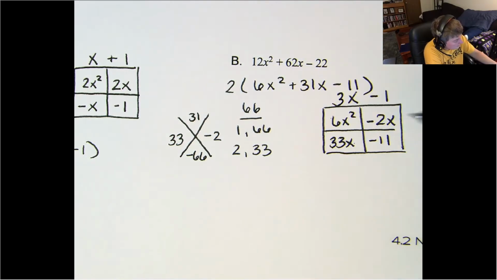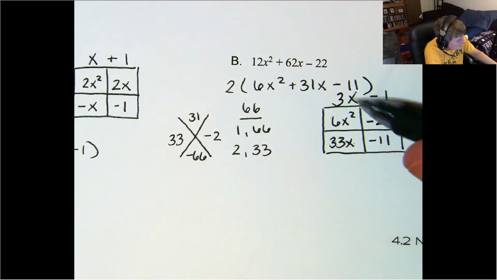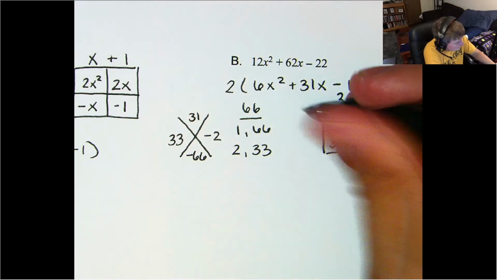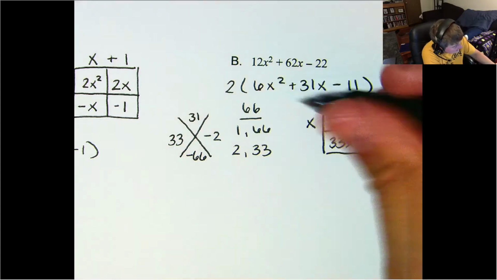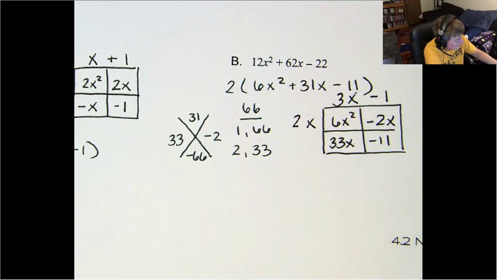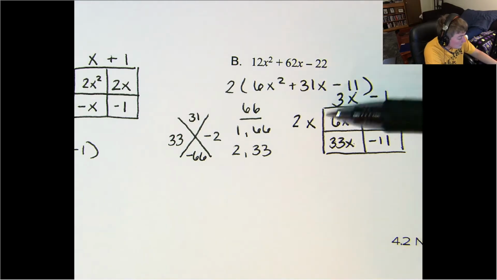Okay, now we can go horizontally. 6x squared and negative 2x. So I have a common factor of x. And so now I'm looking at each of these, and, well, 2 divides into 2. That's the largest number that will divide into 2. And that also divides into 6. So that's going to be my greatest common factor. Furthermore, 2x times 3x is 6x squared.